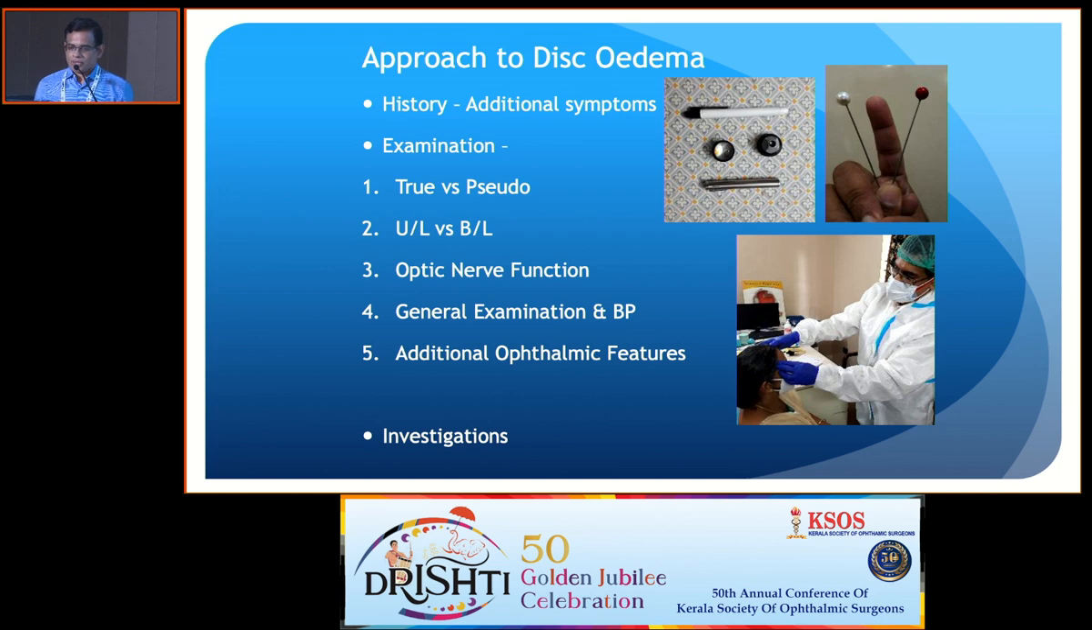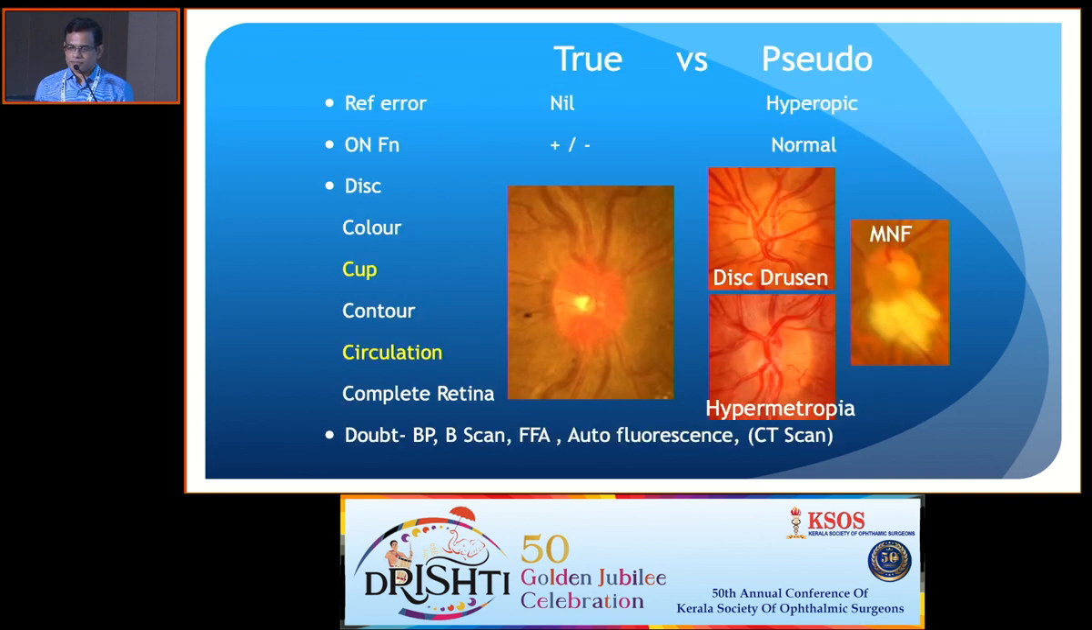You can use your fingers or you can use this hat pin for doing a quick confrontation visual field. And to check the pupil, you need to have one bright torch and one diffuse illumination torch so that you can see the consensual reflex.